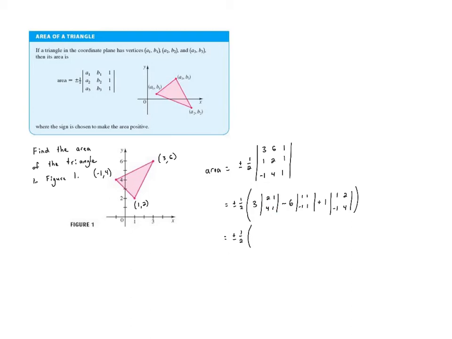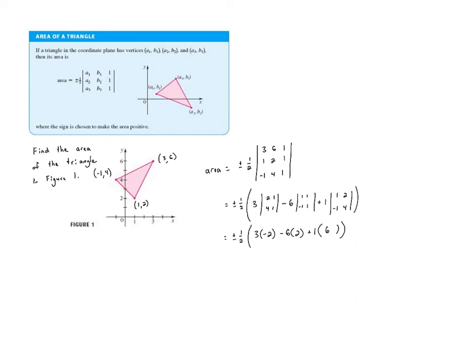For this one, we've got 2 times 1 minus 4 times 1. So that's going to be 2 minus 4, which is -2. So 3 times -2. Then minus 6 times this determinant. We've got 1 minus -1, which is the same as 1 plus 1, which is 2. And then plus 1 times this last determinant. We've got 4 minus -2, which is the same as 4 plus 2, which is 6.